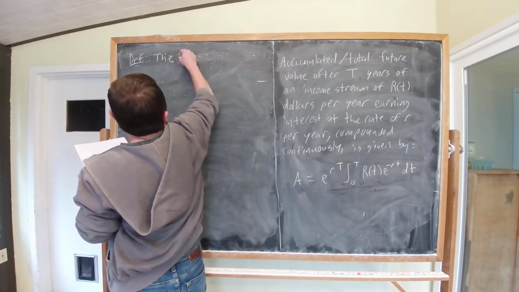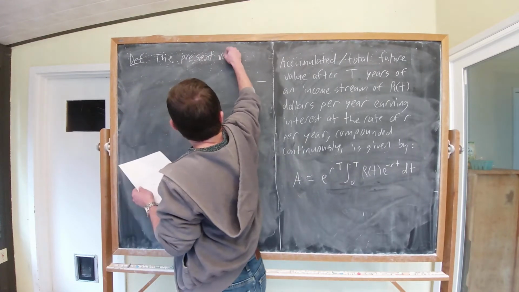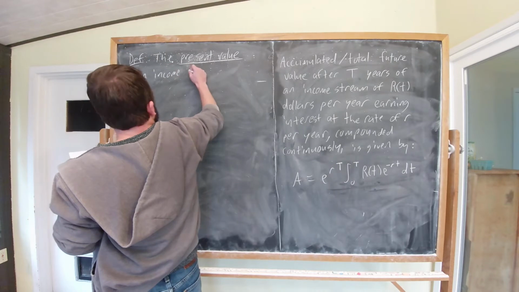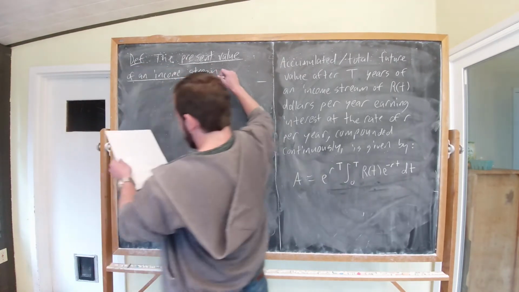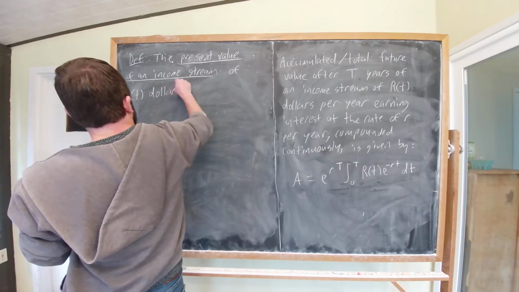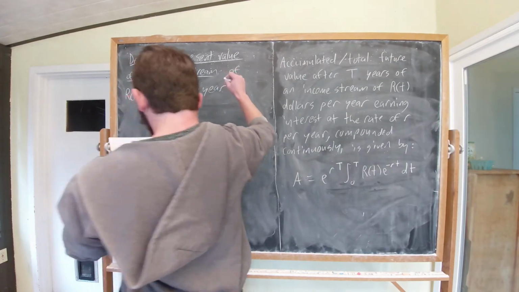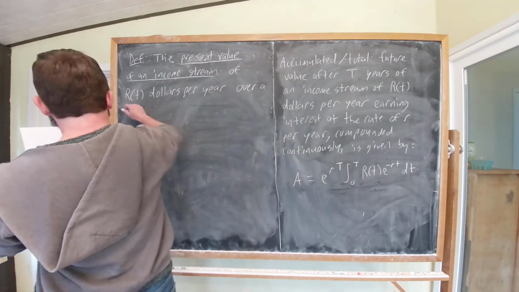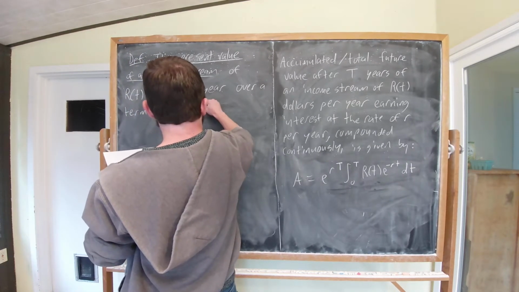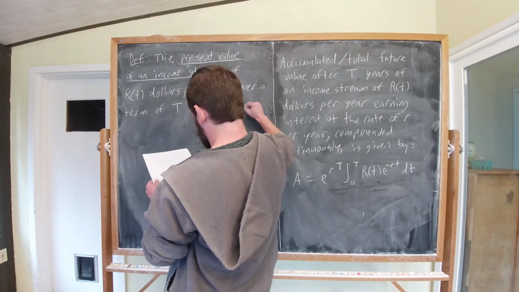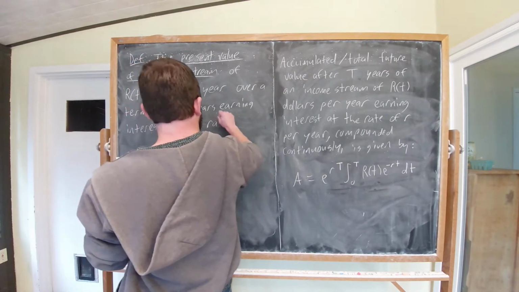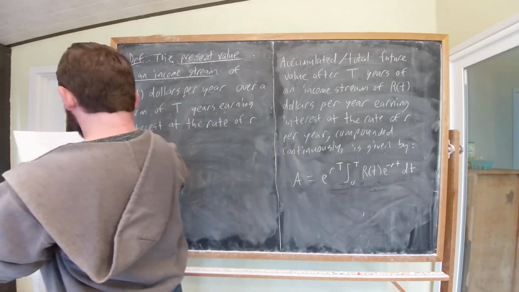The present value, another long thing to write here, the present value of an income stream of R of t dollars per year over a term of T years earning interest at the rate of r per year, compounded continuously.